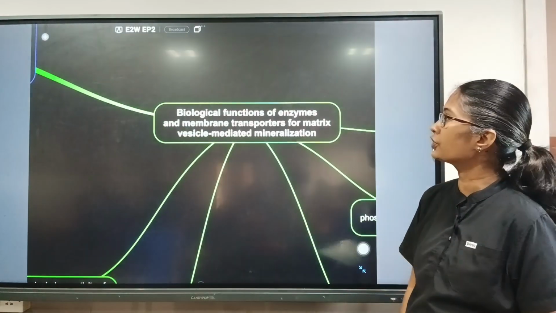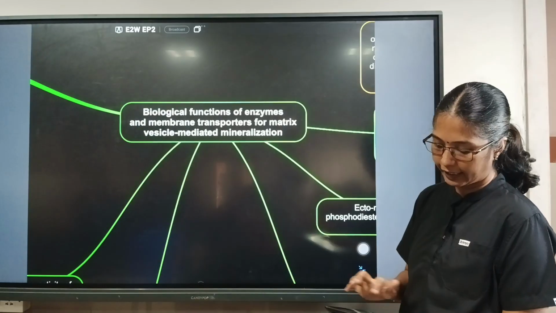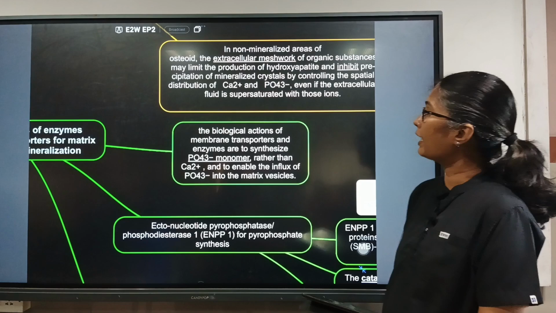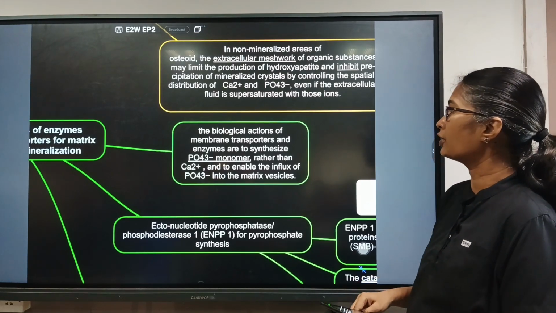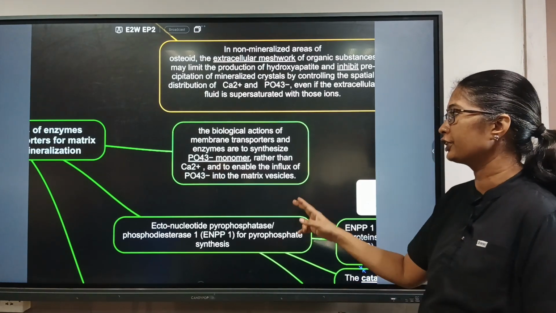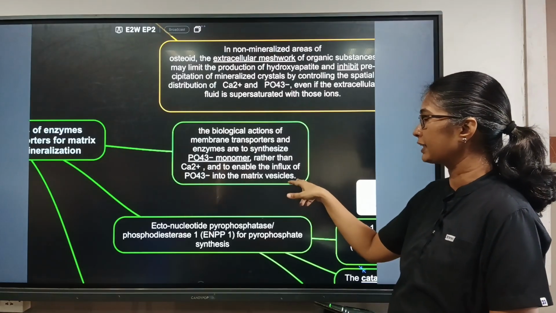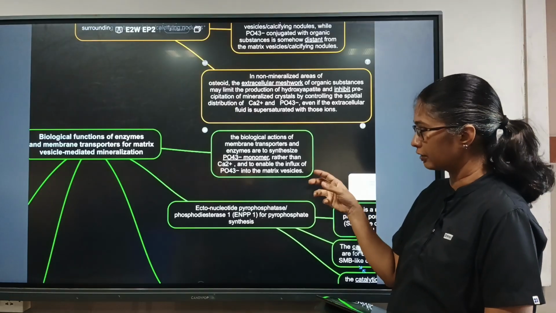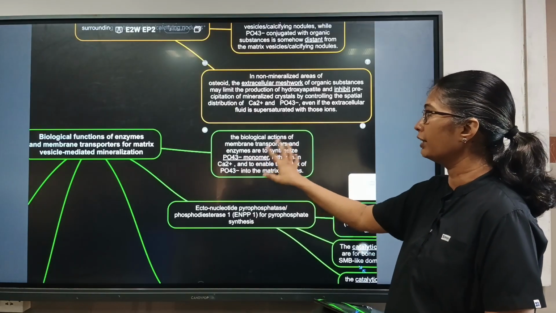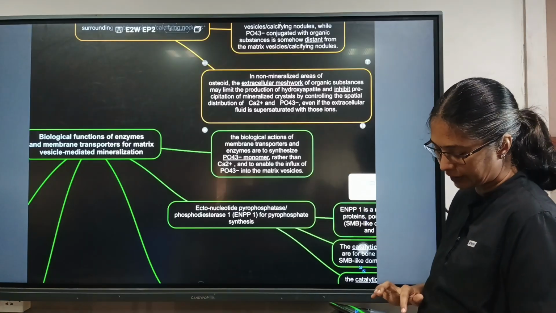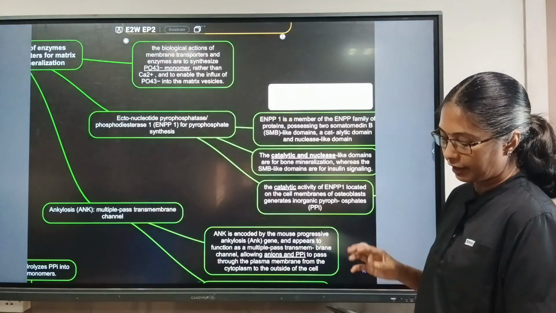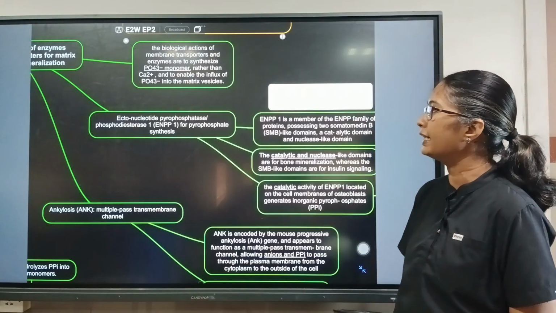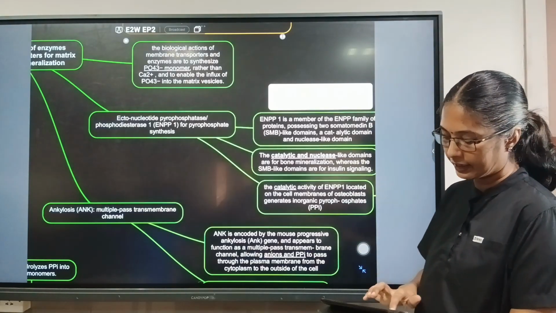What are the biological functions of the enzymes and membrane transporters in matrix vesicle mediated mineralization? The biological actions of membrane transporters and enzymes are to synthesize the phosphate monomer rather than calcium, and to enable the influx of phosphate into the matrix vesicles. We have seen that calcium is abundant inside the matrix vesicles, but phosphate has to be drawn in. These biological actions produce the phosphate monomers, which are essential for the precipitation of calcium phosphate. There are a few enzymes, namely the ectonucleotide pyrophosphatase phosphodiesterase, called ENPP1, for pyrophosphate synthesis.